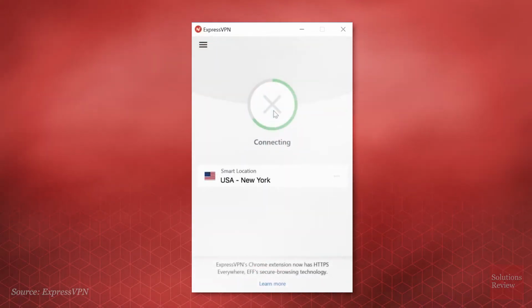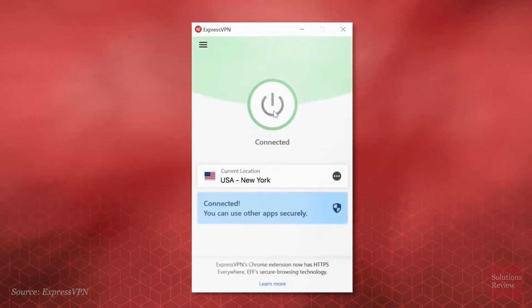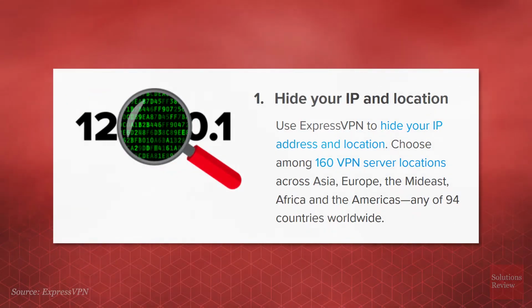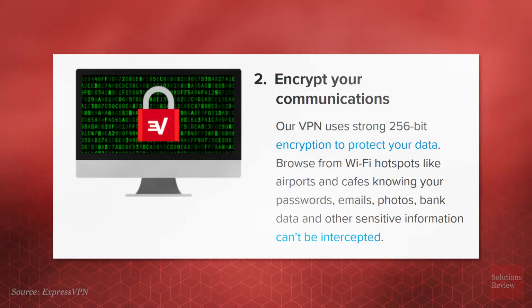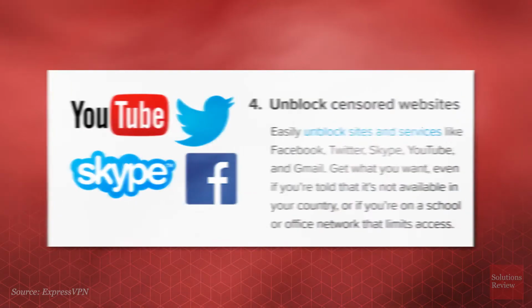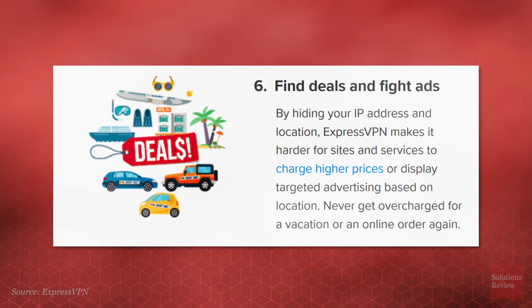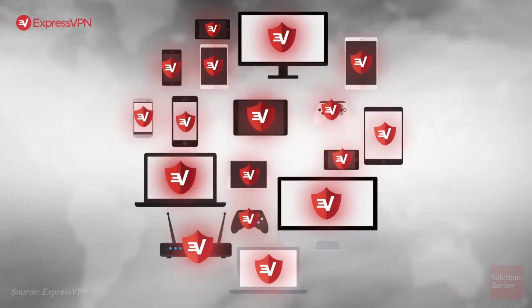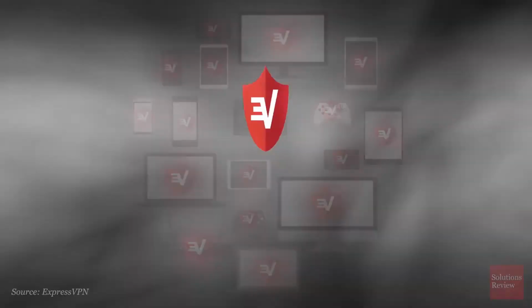You're now browsing securely. With everything configured, ExpressVPN can help you hide your IP and location, encrypt your communications, watch your favorite content, unblock censored websites, avoid spying and throttling, and lastly, find deals and fight ads. And with apps on all the major platforms and operating systems, ExpressVPN is an obvious choice for any security-conscious user or enterprise.